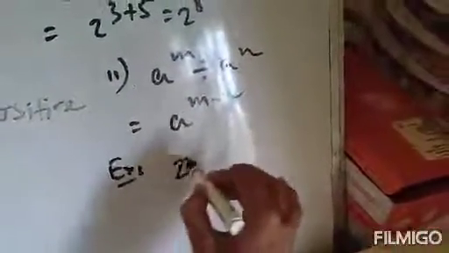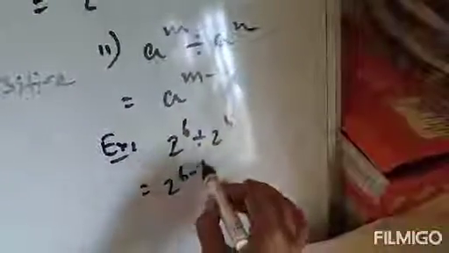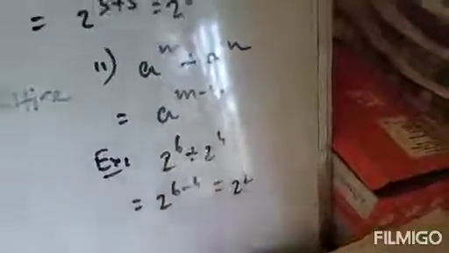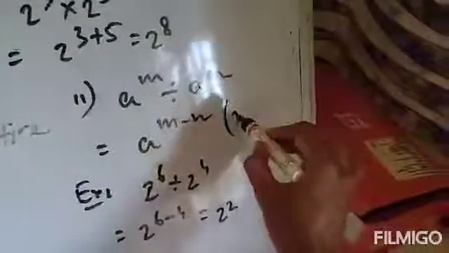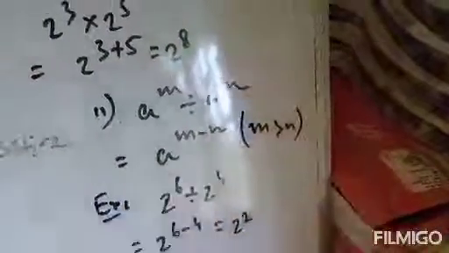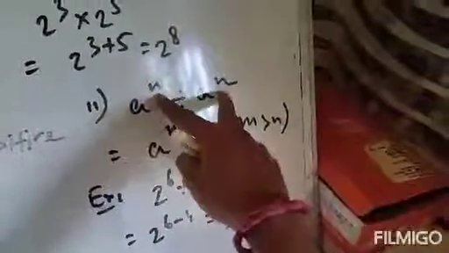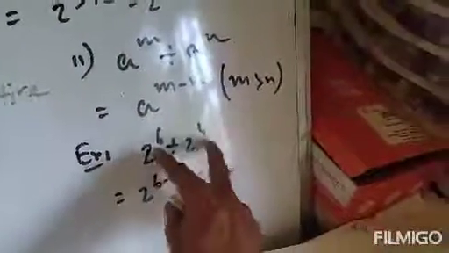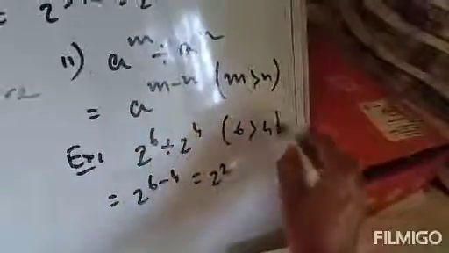Suppose the example is 2 to the power 6 divided by 2 to the power 4, so the formula will be 2 to the power 6 minus 4, that is 2 to the power 2. But here we should remember one condition. The condition is that m should be greater than n, that means the first power should be greater than the second power. Here 6 is greater than 4, so the first power is greater than the second power. Only then this formula is applied.